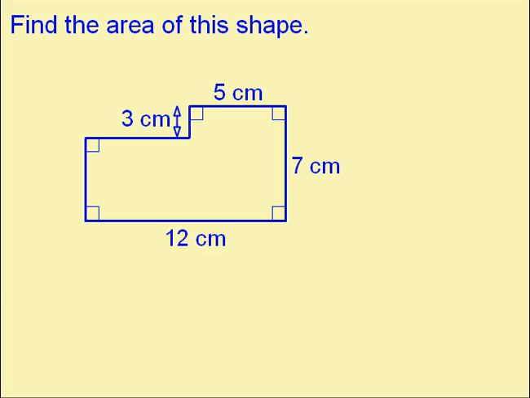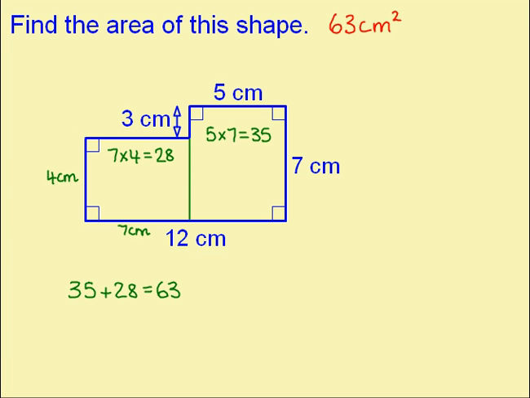Here's one for you to try. Press pause and have a go. When you're ready, press play. Here's the answer. Whichever method you choose to use, you should still get 63 centimetres squared.